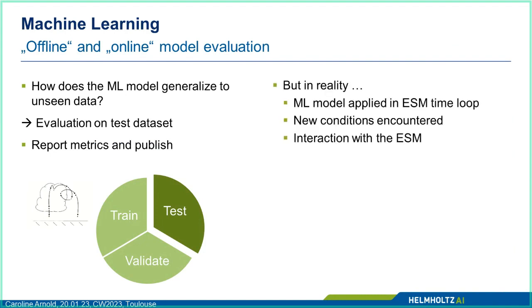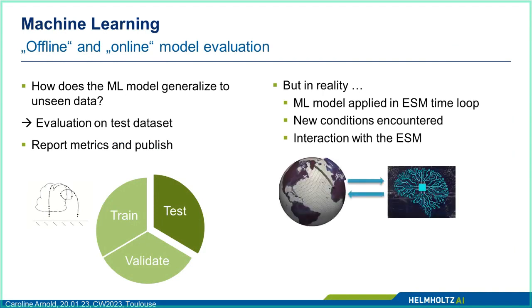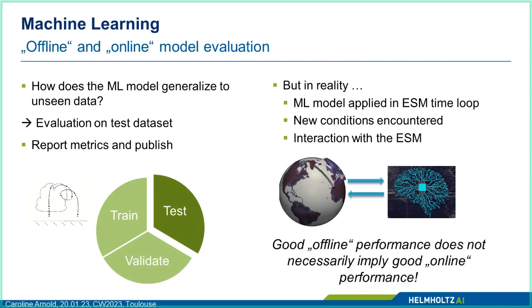So in reality, your machine learning model will be applied inside of the Earth system model time loop. It will encounter conditions that it has not seen during training, and it will interact with the Earth system model in any kind of nonlinear way. So this graphic depicts this. On the left-hand side, you have, in this case, ICON, and on the right-hand side is a brain as the neural network. And what people have seen in the past is that good so-called offline performance, where you work on this test set to the left, really does not imply that you have good online performance.